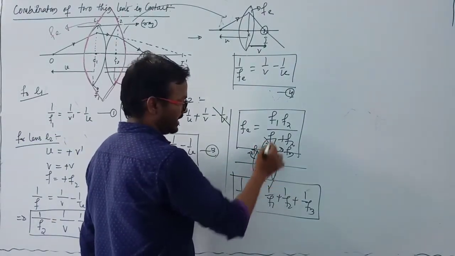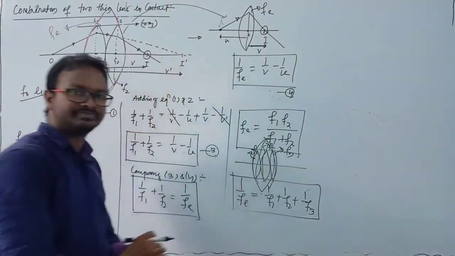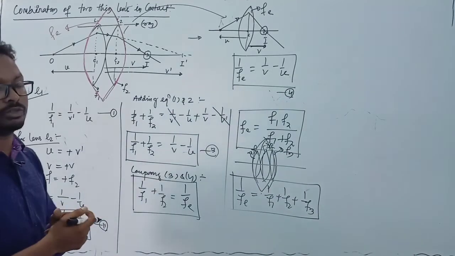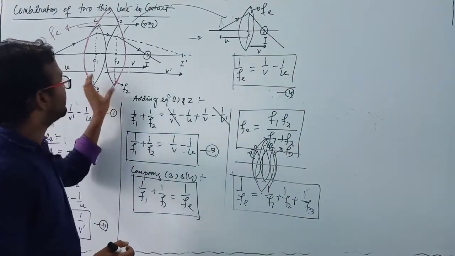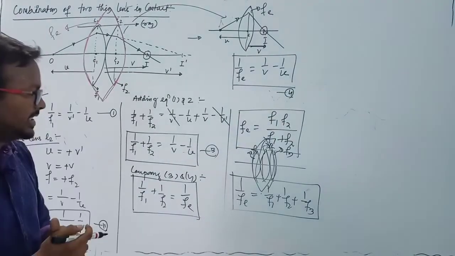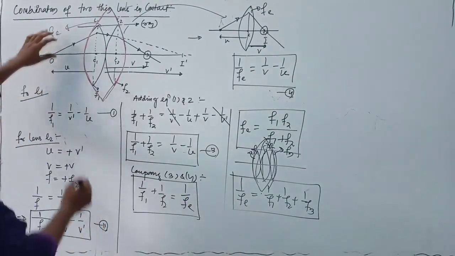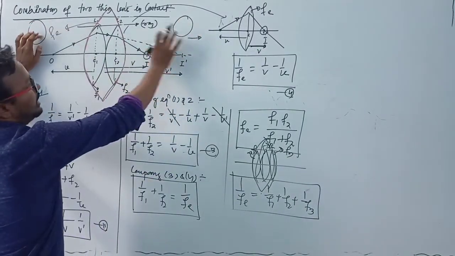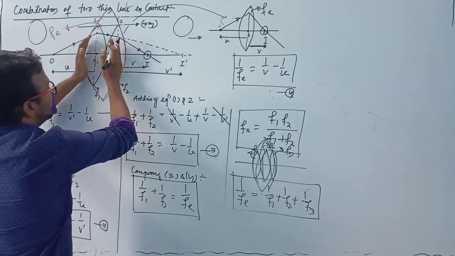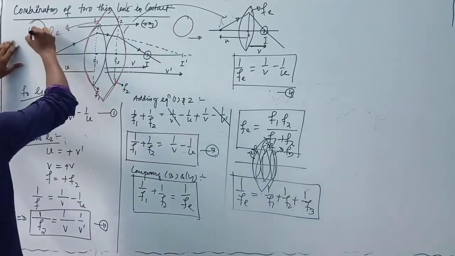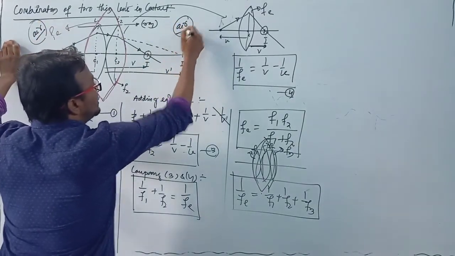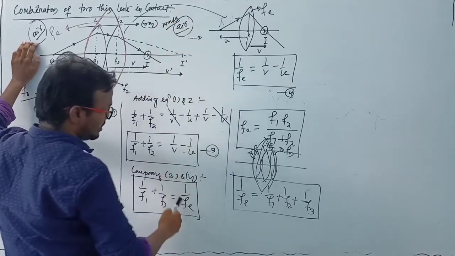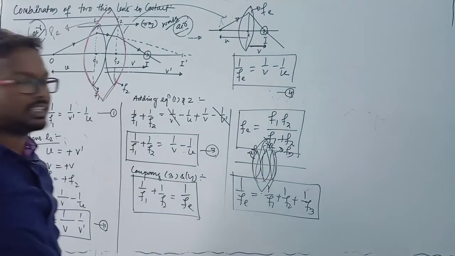That means here a final equivalent focal length like this. Clear? These are the concepts regarding how we can calculate equivalent focal length using a number of thin lenses. This formula is only valid when the medium on both sides should be equal. That means the surrounding medium of the combination of lenses should be equal. If this medium is air, this medium should also be air. Clear? If this medium is air and this medium is water, in this case we cannot use the equivalent formula. Clear? Okay.